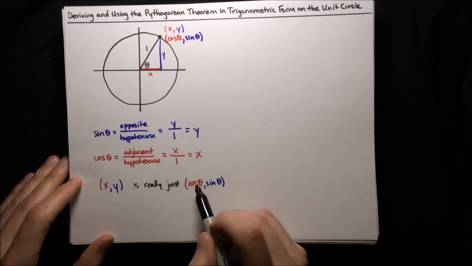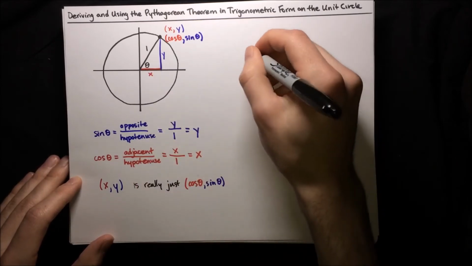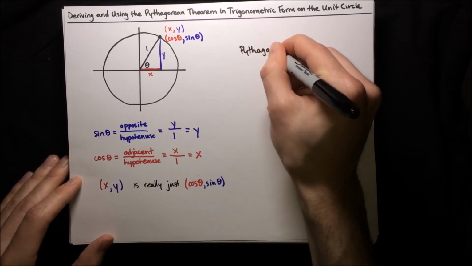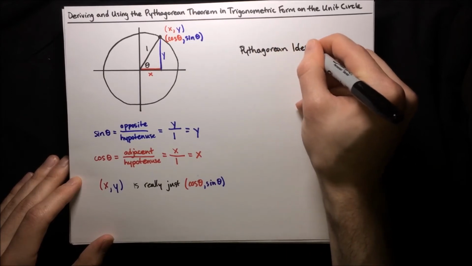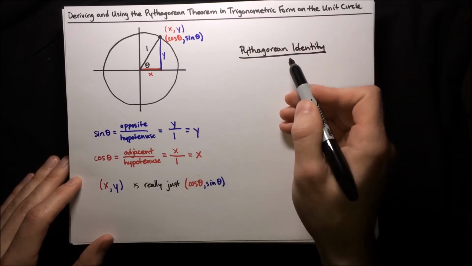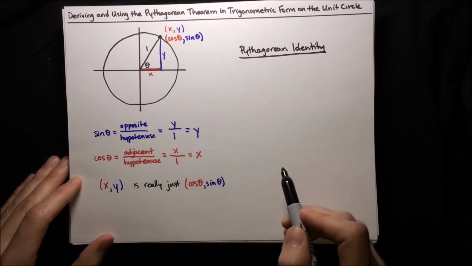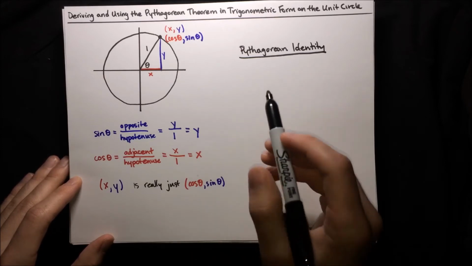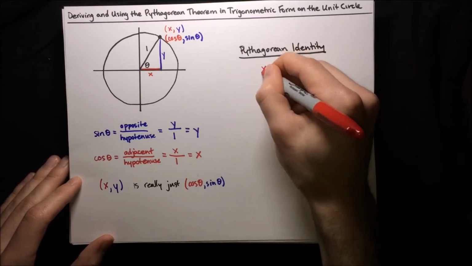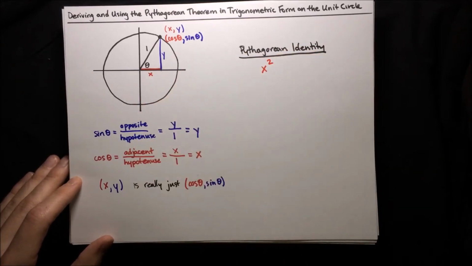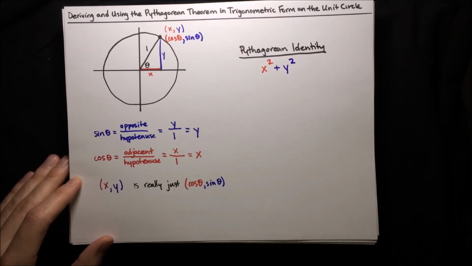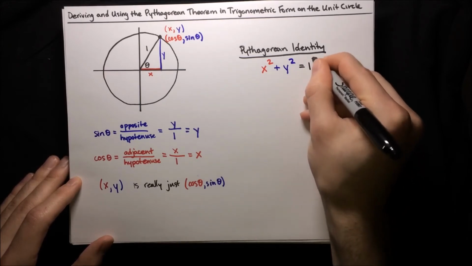We can apply the Pythagorean theorem to this triangle to come up with what's known as the Pythagorean identity, which gives the Pythagorean theorem in trigonometric form and exposes a really awesome relationship between cosine and sine. So let's start out by just stating the Pythagorean theorem for this triangle. We've got x squared, the first side, plus y squared, the other leg, equals the hypotenuse squared, so just equals 1 squared.